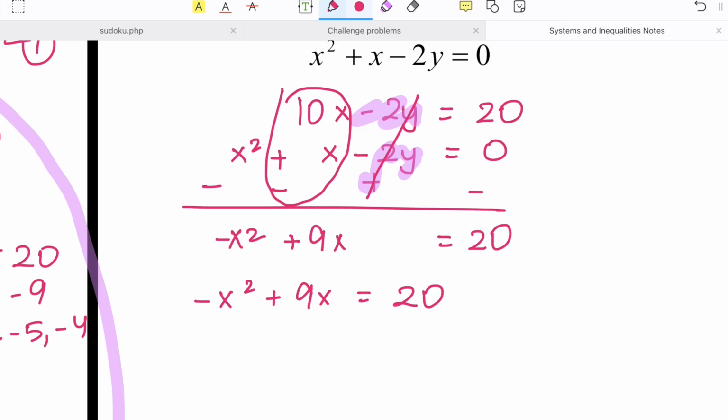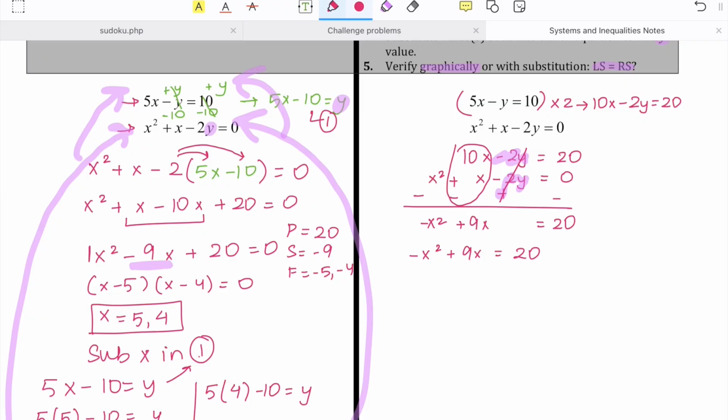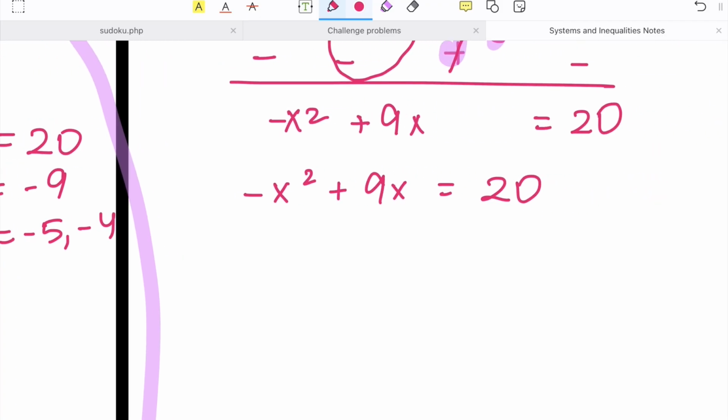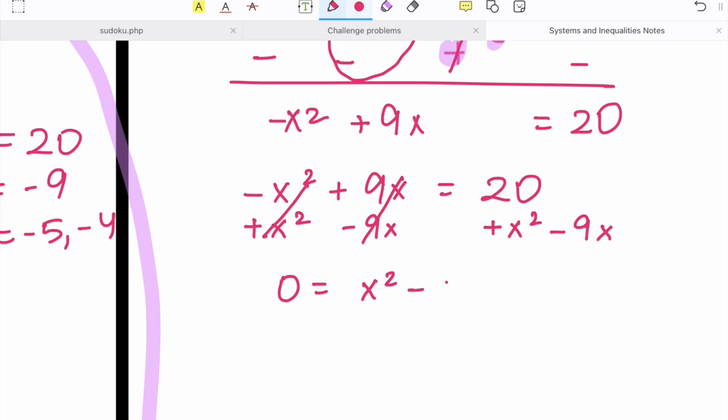Okay. What should I do to solve for x? Unfactor it or whatever, like take the x squared out? I'll have to factor it, but is it in the standard form right now? No. So I'll have to move things around. Because my x is negative, I'm just going to move it to the other side and make it positive. So plus x squared on both sides, negative 9x on both sides. So 0 is equal to x squared minus 9x plus 20.